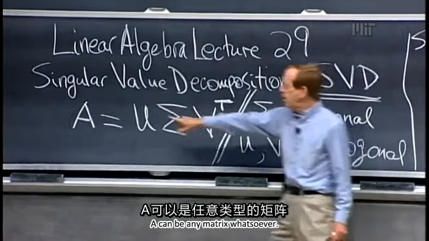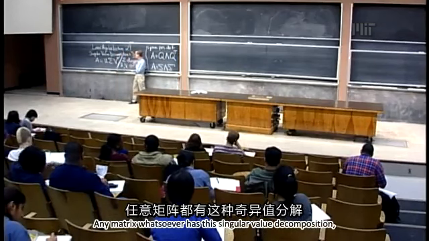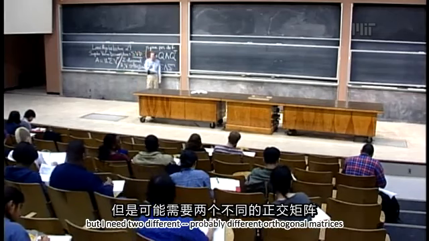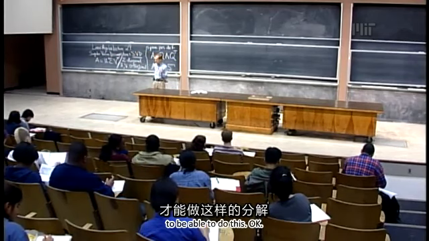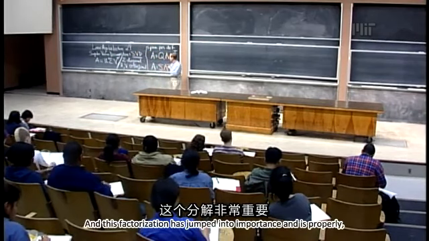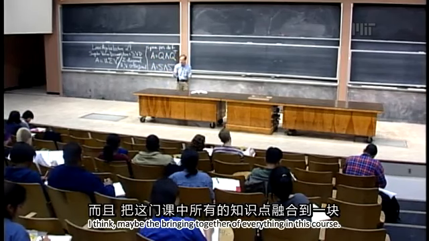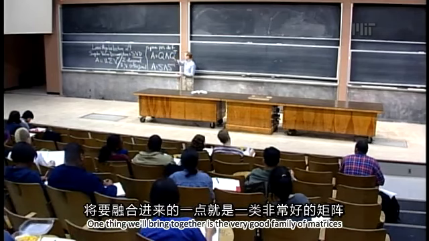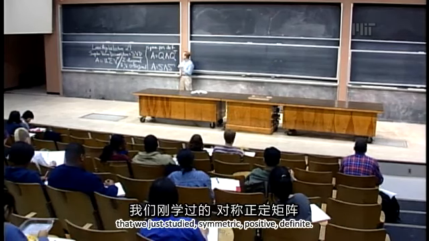A can be any matrix whatsoever. Any matrix whatsoever has this singular value decomposition. So a diagonal one in the middle, but I need two different, probably different orthogonal matrices to be able to do this. Okay, and this factorization has jumped into importance and is properly, I think, maybe the bringing together of everything in this course. One thing we'll bring together is the very good family of matrices that we just studied.